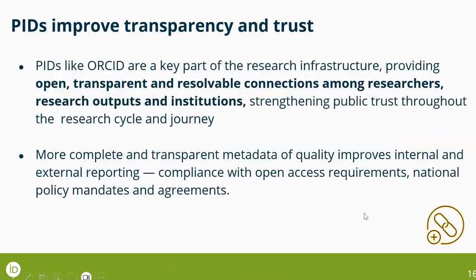And this is, again, to reiterate that PIDs improve transparency and trust. PIDs like ORCID are a part of the research infrastructure. They provide open, transparent, and reusable connections among researchers, research outputs, and institutions. It definitely strengthens public trust through the research cycle journey. And more importantly, more complete and transparent metadata will improve both internal and external reporting by complying with open access requirements or different national policy mandates and agreements.